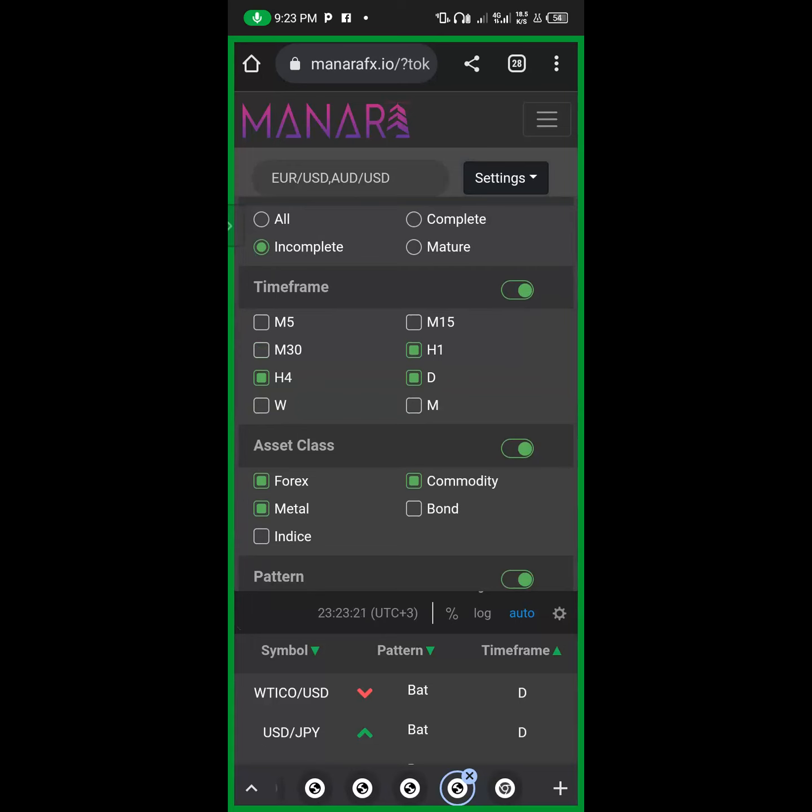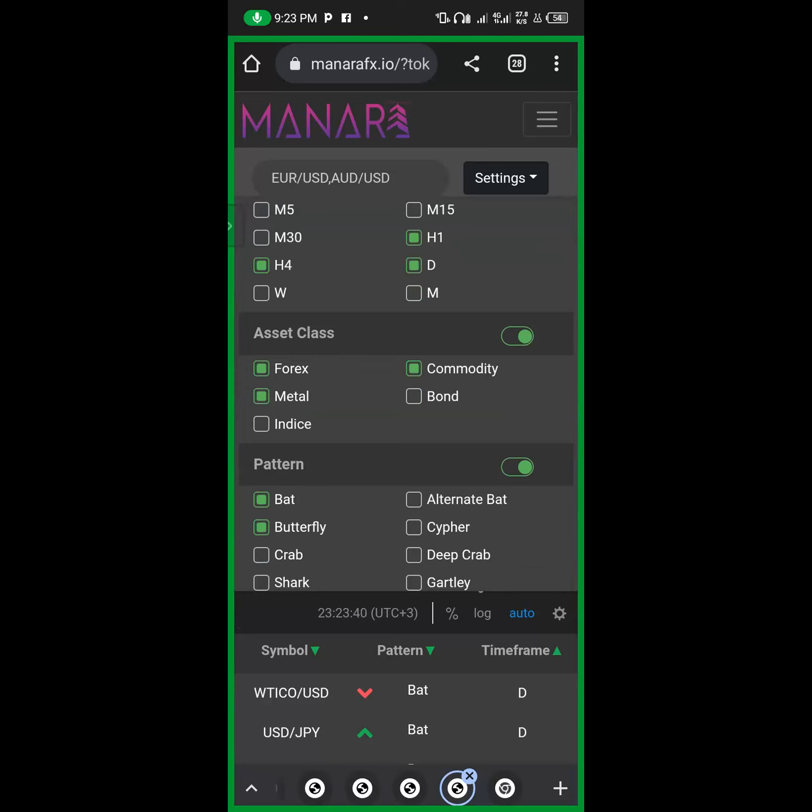I could leave H1, because if you are the type of person who wants to trade like 2 hours, 1 hour, 3 hours maximum, then 1 hour is good. Okay, these are my settings.